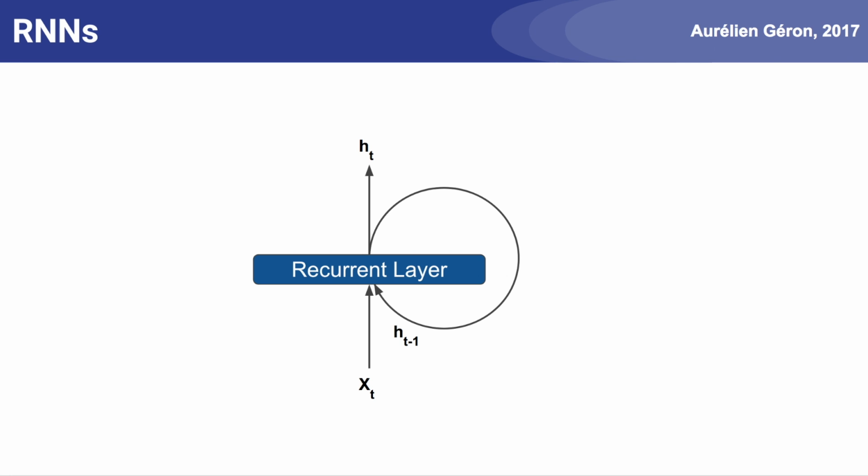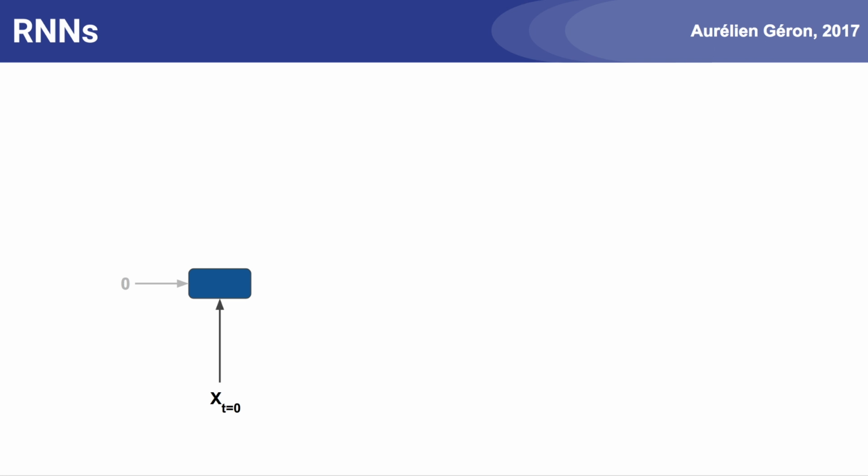At each time step t, a recurrent layer takes the inputs xt, as well as its own outputs from the previous time step ht-1, and it produces the output ht. It is convenient to represent RNNs by unrolling them through time across the horizontal axis like this. First, the recurrent layer takes the inputs at time t equals 0, and it has no previous outputs. It then outputs ht equals 0, and at the next time step, it takes the inputs xt equals 1 and the previous outputs ht equals 0.